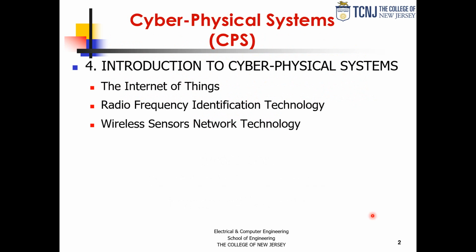And in this chapter, we're going to focus on 3 topics. First, we're going to give you an introduction of what exactly is the Internet of Things. What do we mean from a technology perspective? And then we're going to discuss 2 technologies that are thought to be very important to the coming about of the Internet of Things paradigm. One is radio frequency identification, so RFID, and the other one is wireless sensor networks.